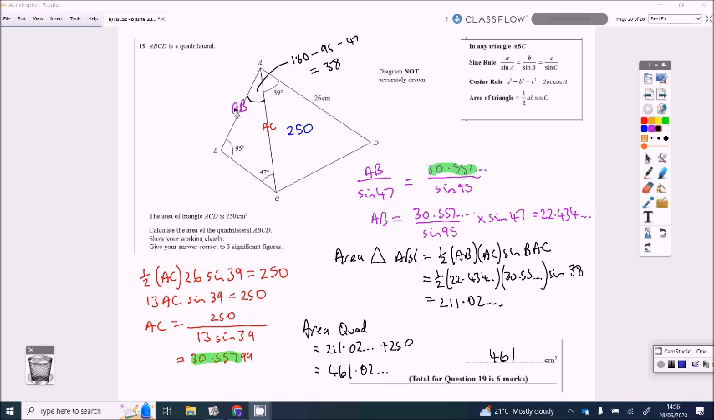Half times AB times AC times sin 38 is going to equal the area of this triangle. So half of the 22.4 times the 30.55 times sin 38, I get 211.02. So the area of the whole quadrilateral is adding the two triangles together: my 211.02 added together with the 250, giving me 461.02. To three significant figures, that's 461.